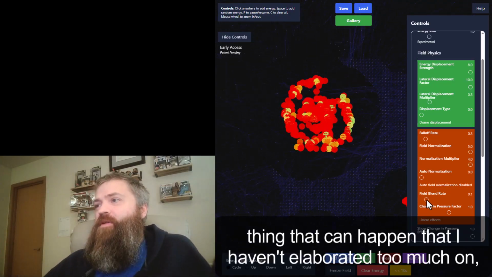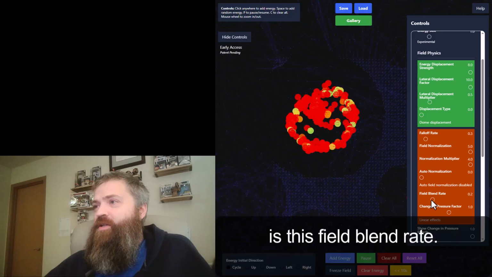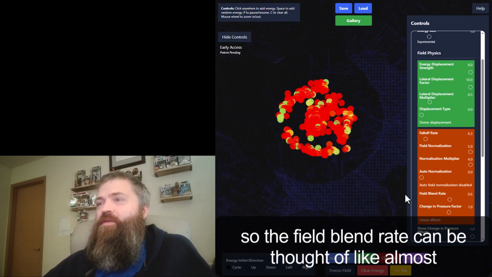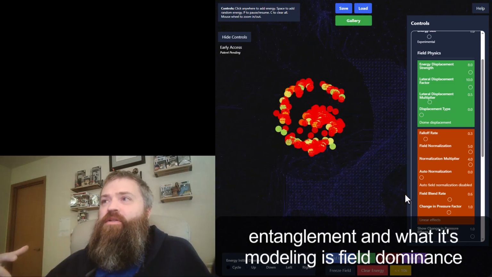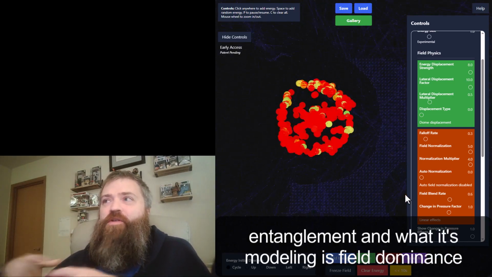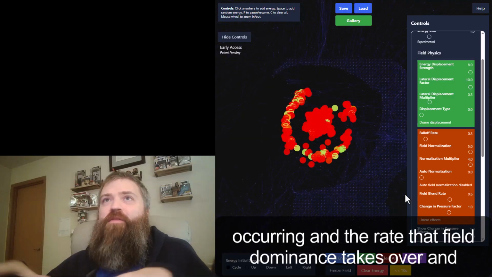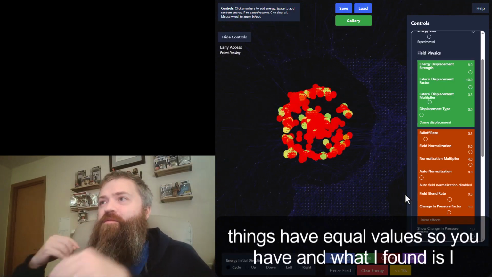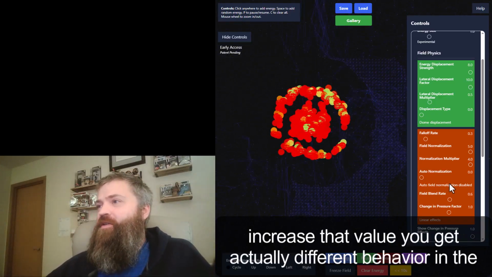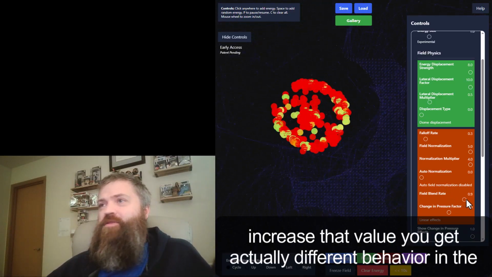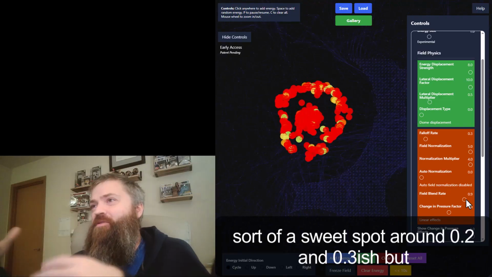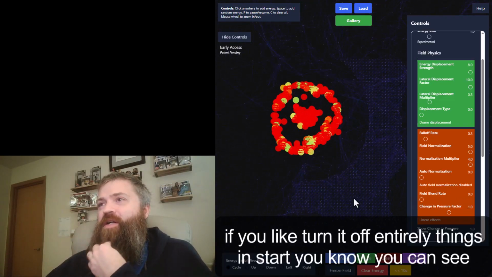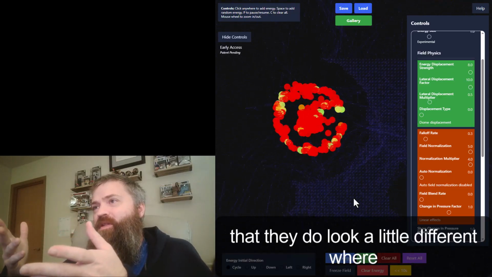Another thing that can happen that I haven't elaborated too much on is this field blend rate. The field blend rate can be thought of almost like entanglement. What it's modeling is field dominance occurring, and the rate that field dominance takes over and things have equal values. What I've found is that as I increase that value, you get different behavior, and there's a sweet spot around 0.2 to 0.3-ish. But if you turn it off entirely, you can see that things look a little different.